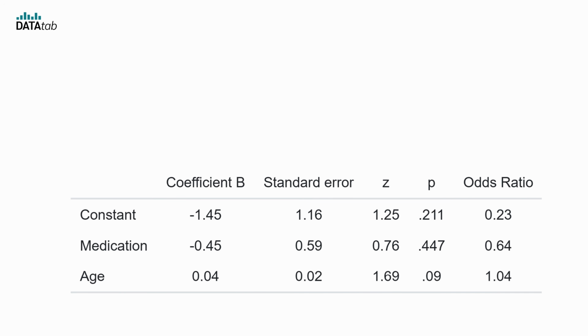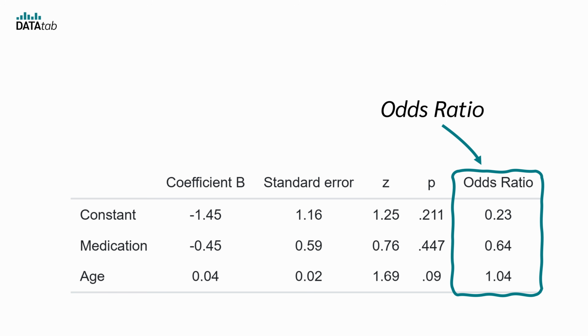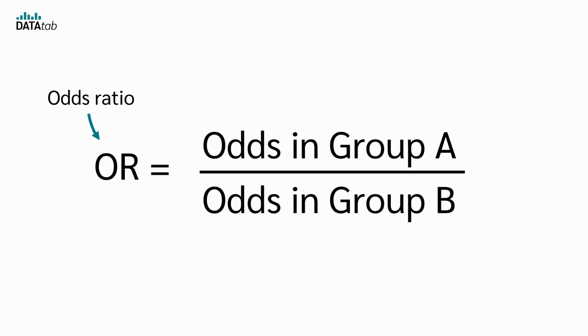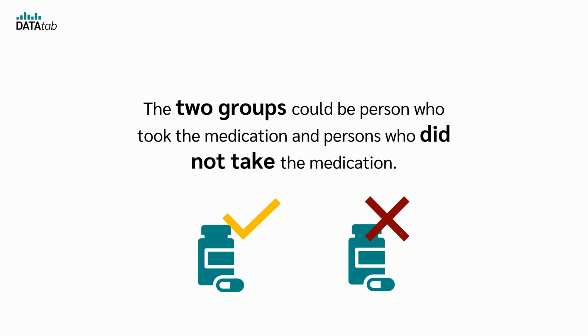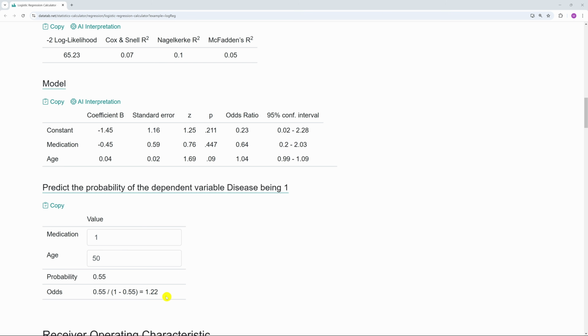Okay, but we are not interested in the odds alone. We are interested in the odds ratio. Again, the odds ratio is simply a comparison of the odds of an event occurring in two different groups. The two groups could be persons who took the medication and persons who did not take the medication. Therefore, if we're going back to Data tab, we just need to compare the odds of a person who took the medication with the odds of a person who did not take the medication.